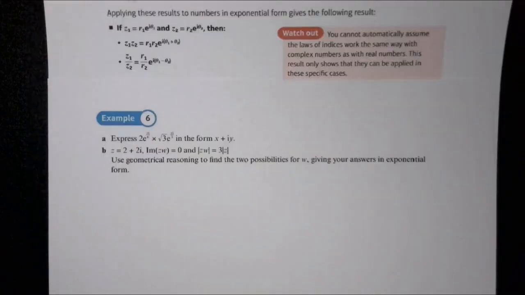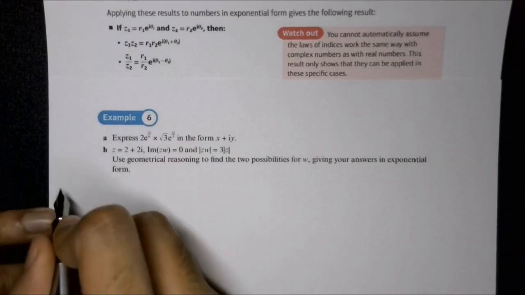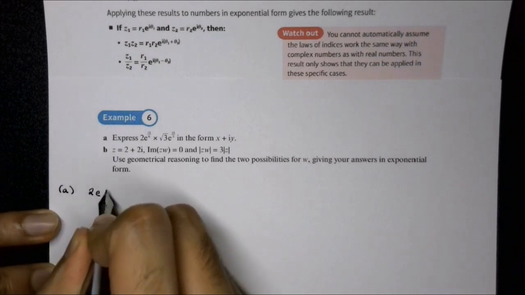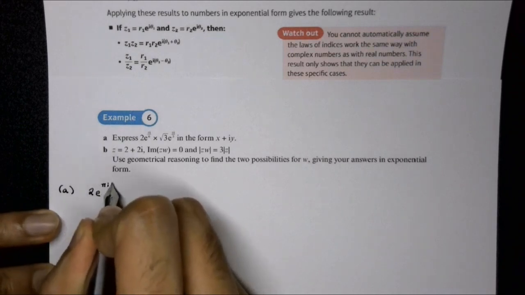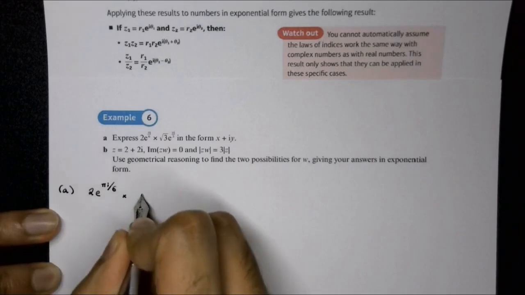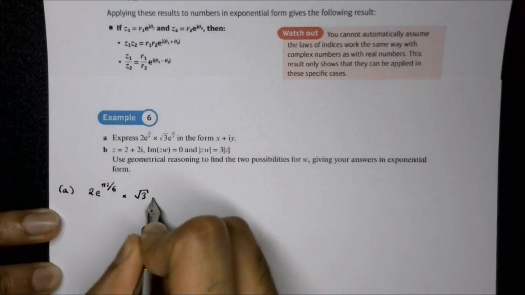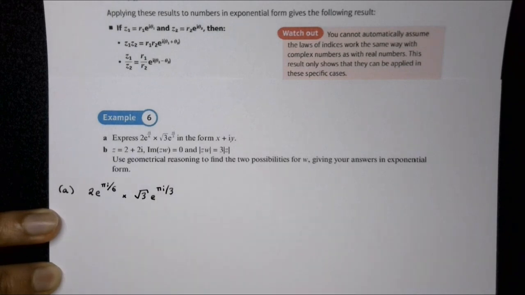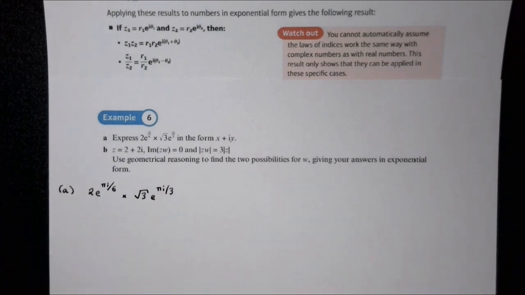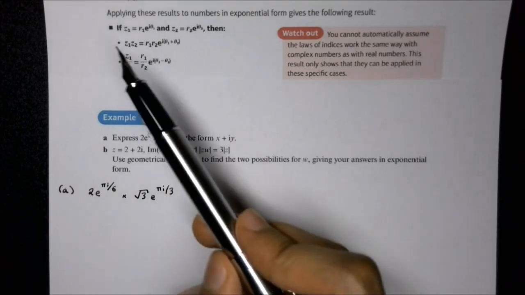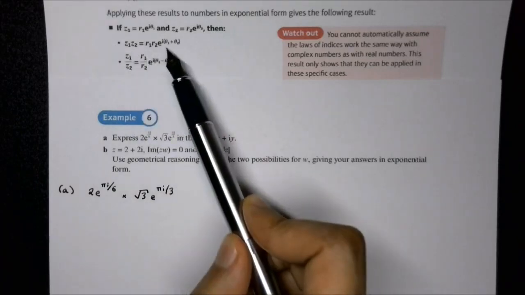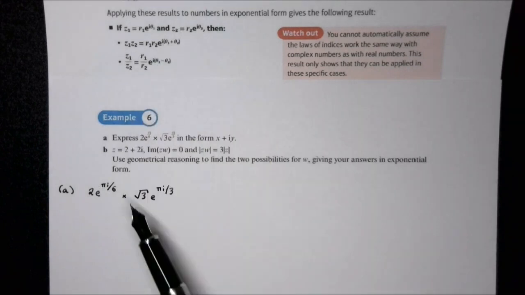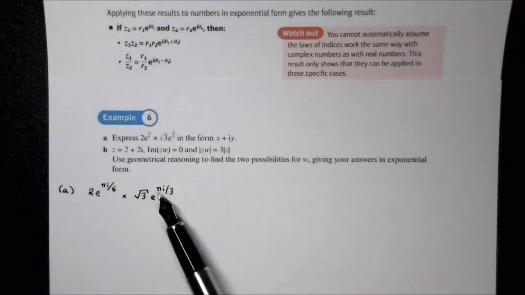Example number 6. For part A, we have to express 2 times e to the power of pi i over 6 times root 3 times e to the power of pi i over 3 in the form x plus iy. Now if we use the rules which we mentioned here, we've got z1, which is this result here, and z2, which is equal to this result over here.